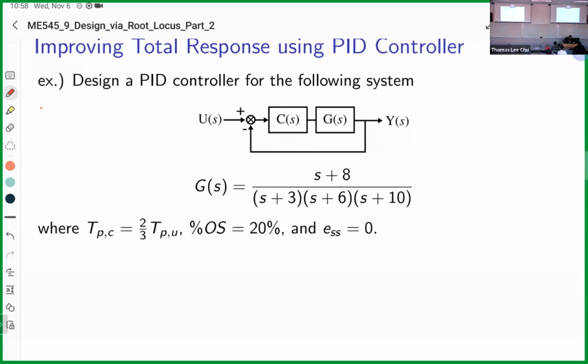So first note the system type here. It's a type 0. So that means ESS is constant for a step input. Because I might not give you that information, you need to deduce that information yourself.